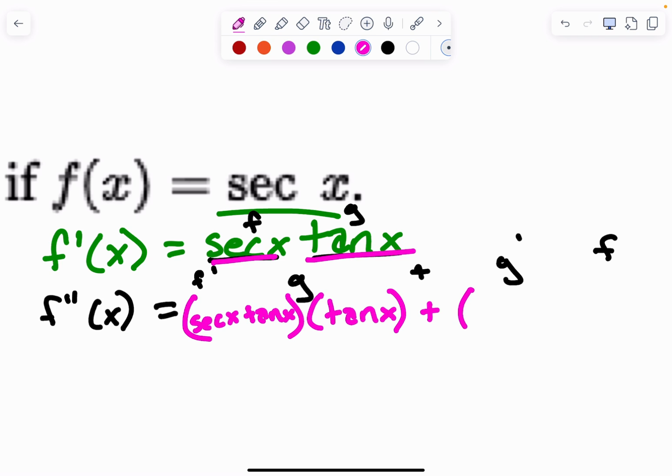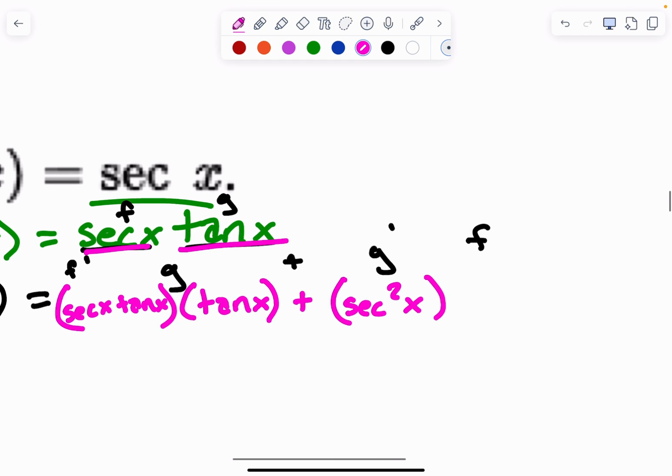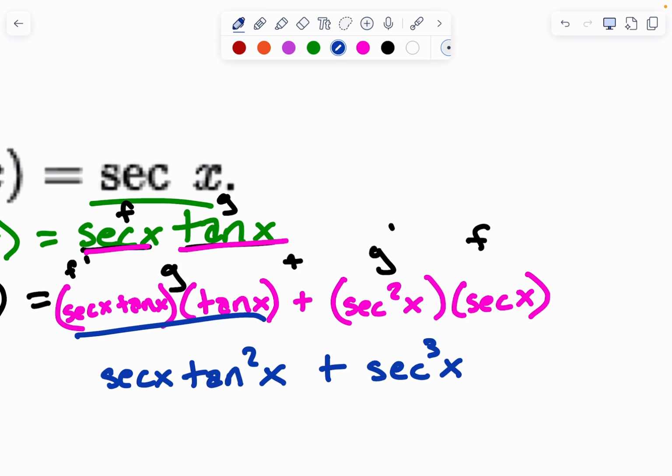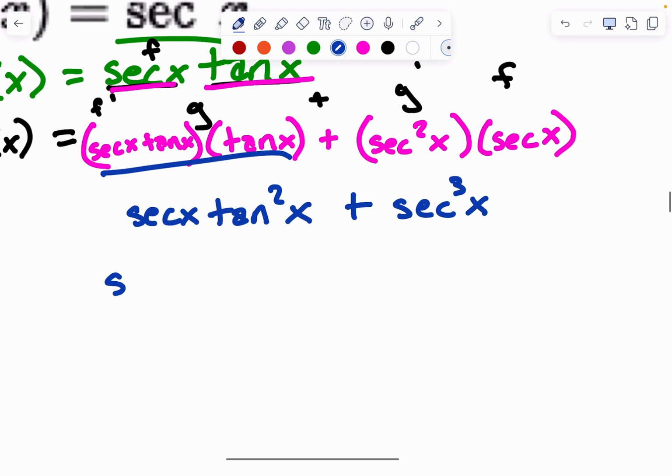Plus, now we're doing g prime, the derivative of tangent, which is secant squared x. And then f is just secant of x. Secant x. Okay. And then we simplify any way that we can. So here is secant x tangent squared x plus secant cubed x. We've got that going on. Yeah, we pulled a secant out. Let's go ahead and do that. Secant x, and then we've got tangent squared x plus secant squared x.